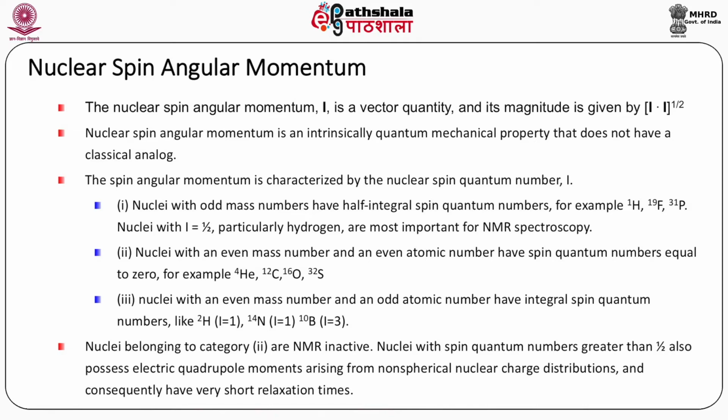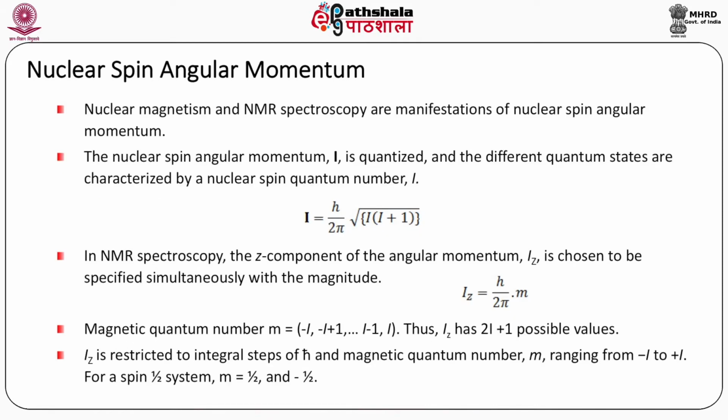Nuclei with spin quantum number greater than half also possess electric quadrupole moments arising from non-spherical nuclear charge distributions and consequently have very short relaxation times, which corresponds to broad line widths, and they have limited applications. Nuclear spin angular momentum. Nuclear magnetism and NMR spectroscopy are manifestations of nuclear spin angular momentum.